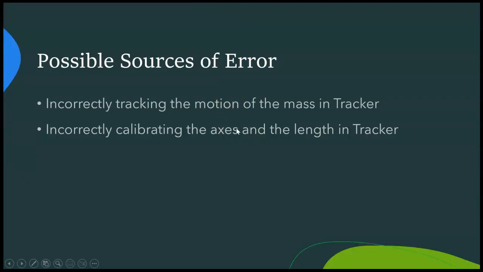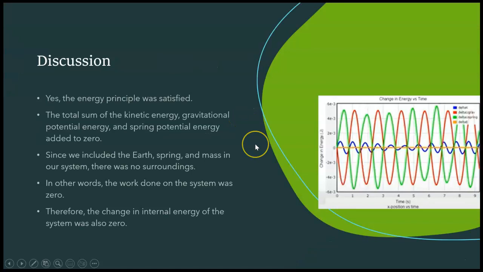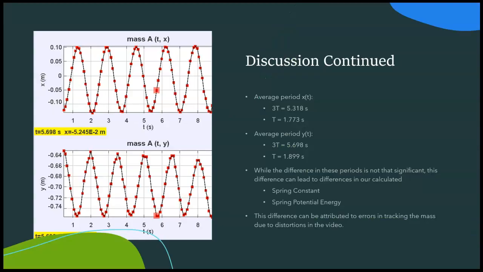Since these graphs were not perfect, there were sources of error in the experiment, which could have been the incorrect tracking of the motion in Tracker and the incorrect calibration of the axes and the length in Tracker. We believe the energy principle was satisfied because the total sum of the kinetic energy, the potential energy, and the spring potential energy added to 0. Since we included everything, which included the earth, spring, and the mass in our system, there were no surroundings, and the work done on the system was 0. Therefore, the change in the internal energy was also 0.